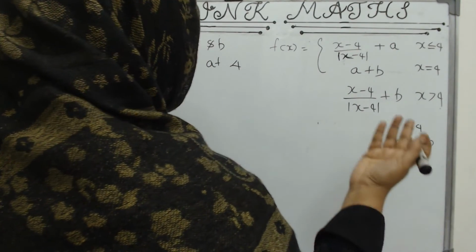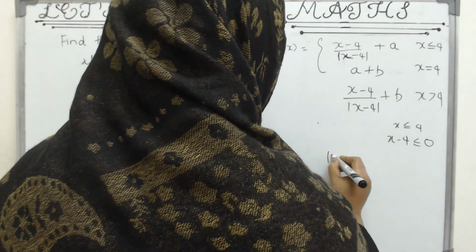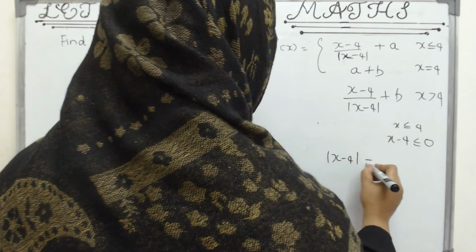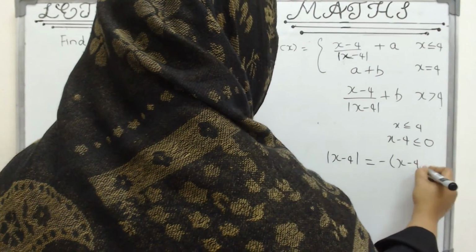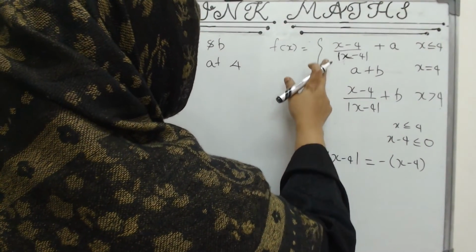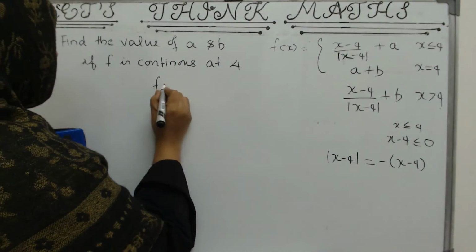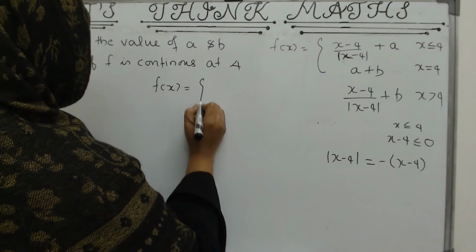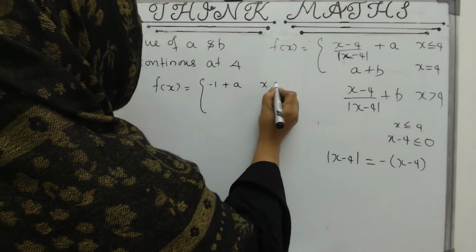So x minus 4 is less than or equal to 0. That means what? It is negative. So therefore modulus of x minus 4 will be what? Negative of this. It will be minus (x minus 4). So (x minus 4) by minus of (x minus 4). That means what? The whole of the first term just gets reduced to minus 1 plus a.